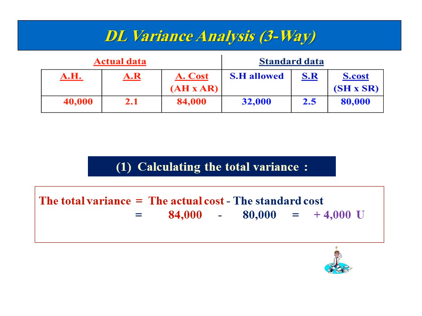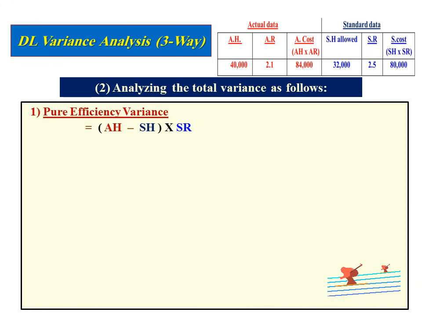What are the reasons? According to three-way, I have three reasons. Maybe hours, but we don't say hours, we say efficiency, don't forget. Maybe rate, maybe both of them. The first one is the efficiency variance.